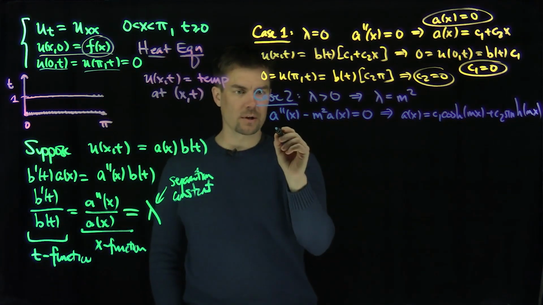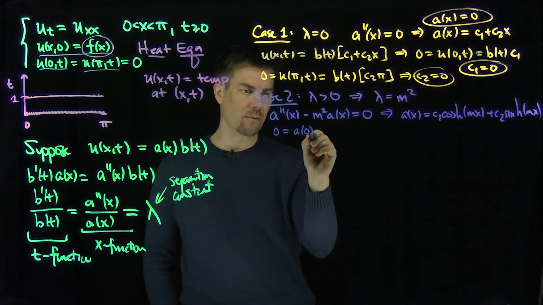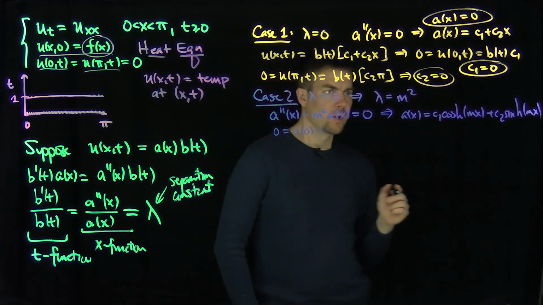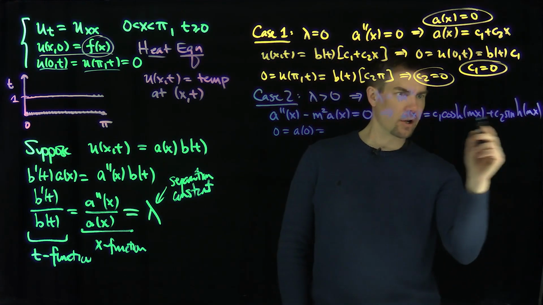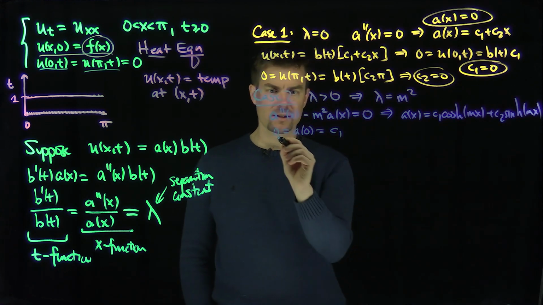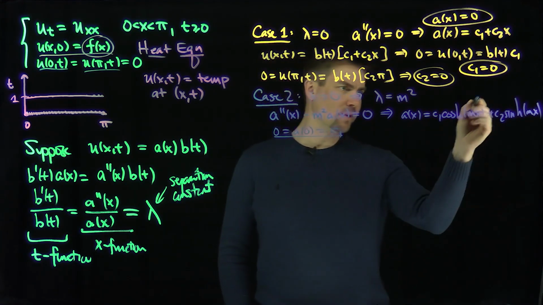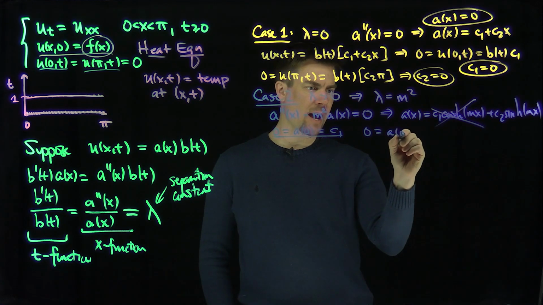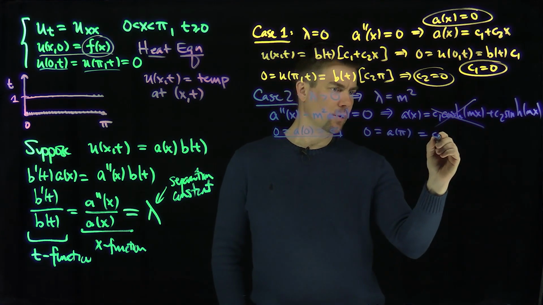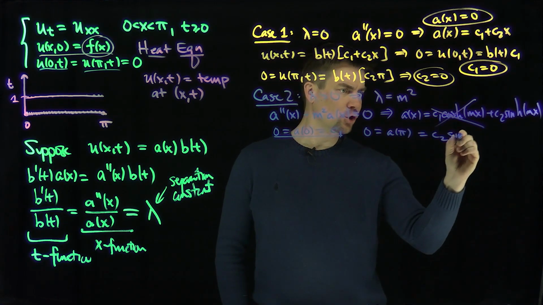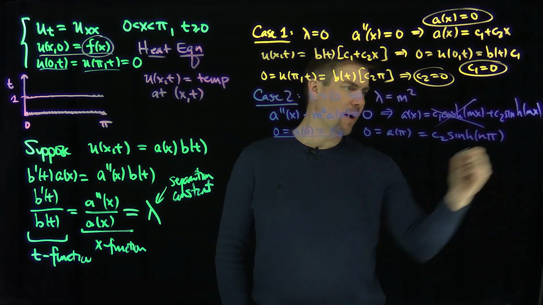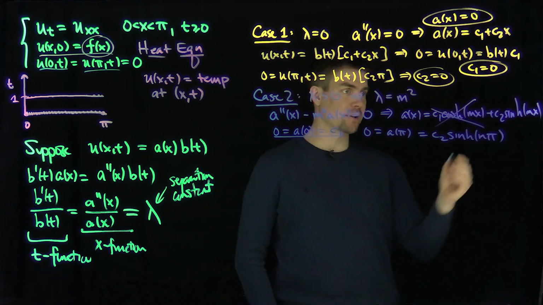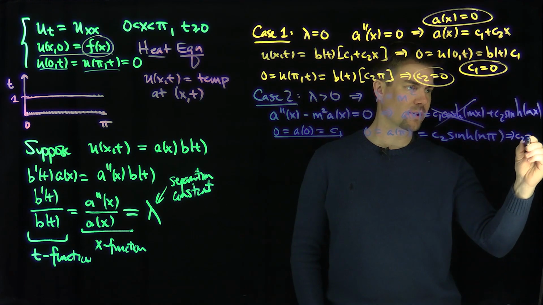So a of 0 is 0, so 0 is equal to a of 0. Well, that's going to force what? Well, I plug in 0, the sinh is going to go away. I'm just going to get cosh, so that's going to be c1. That's going to force c1 to be equal to 0. So c1 is actually equal to 0. That's gone. And likewise, 0 is equal to a of pi, but that's going to be c2 sinh of m pi, and the sinh of m pi, if m is greater than 0, is not equal to 0. That's going to force c2 to be 0. c2 is equal to 0.